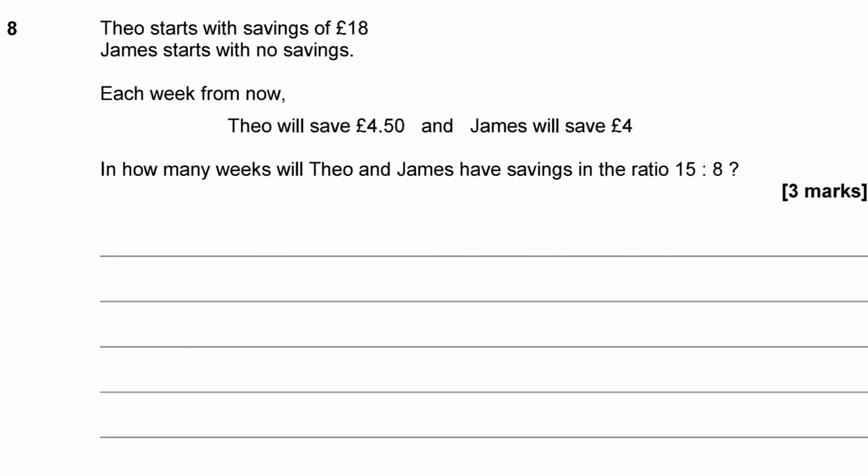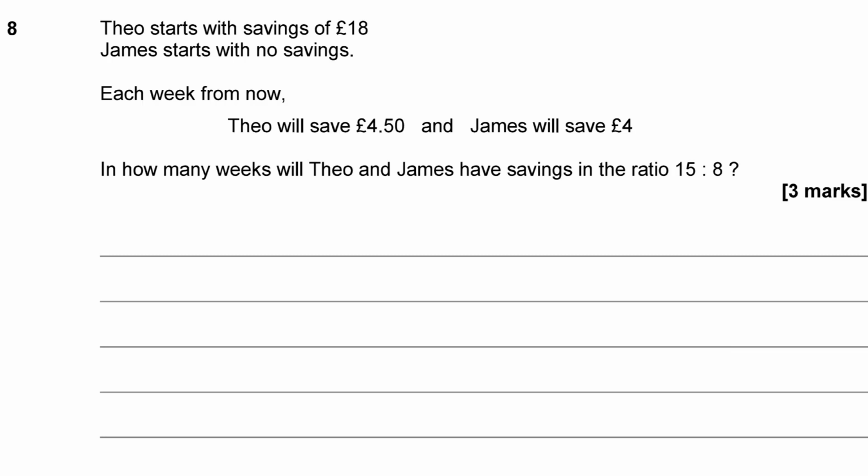Question 8. Theo starts with savings of £18 and James starts with no savings. Each week from now, Theo will save £4.50 and James will save £4. In how many weeks will Theo and James have savings in the ratio of 15 to 8? Ooh, that's not very nice. Theo starts with savings of £18.